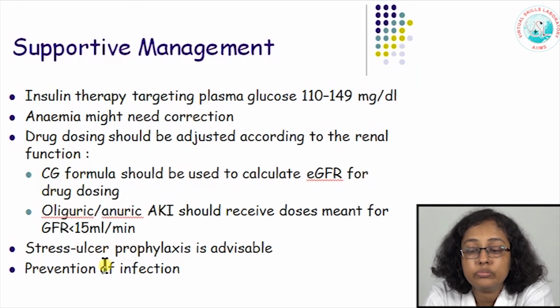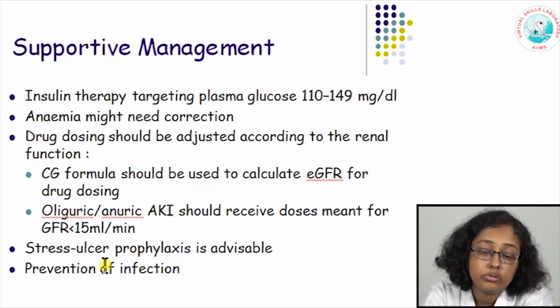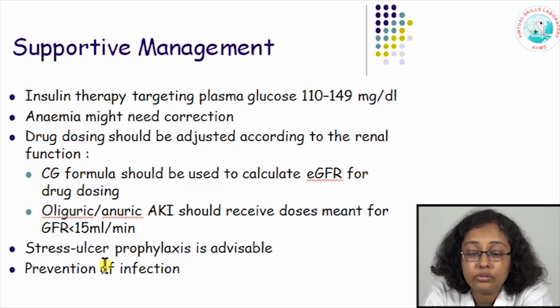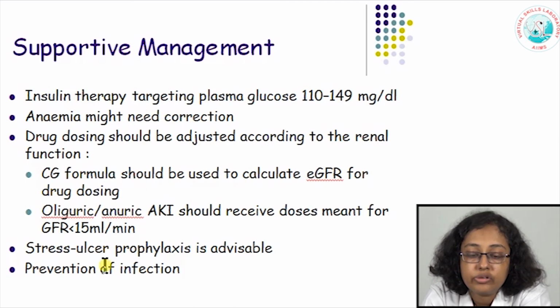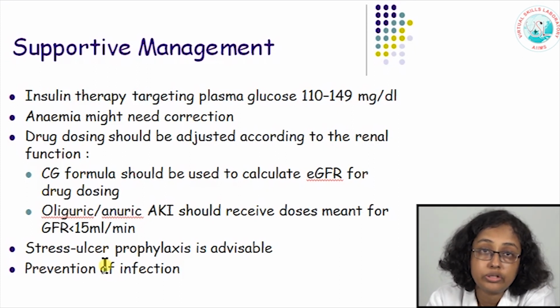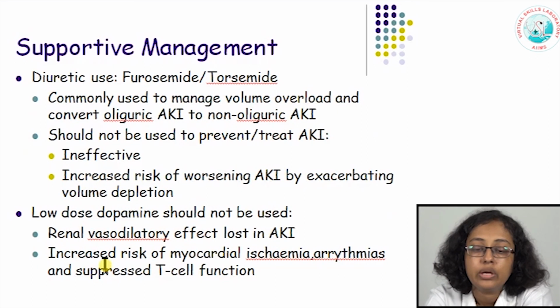The drug dosing should be adjusted according to the renal function. The Cockcroft formula should be used to calculate the estimated GFR, and the drug dosing should be done accordingly. Also, if a patient is oliguric or anuric, then he should receive much lower doses of certain drugs, similar to those meant for end-stage kidney disease patients. Stress ulcer prophylaxis is advisable, and infection control and infection prevention is important.